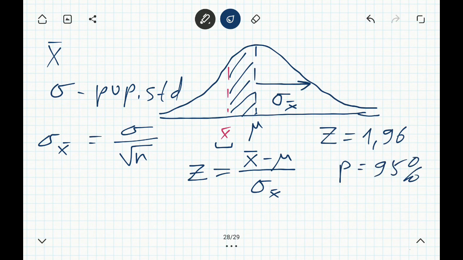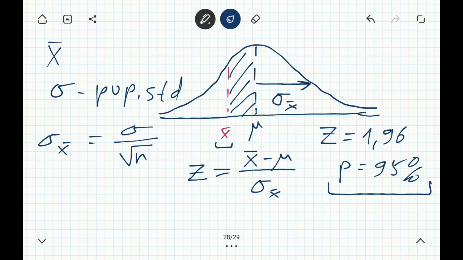Okay, so now we are going to turn that thing upside down. So I know my sample mean, x bar, and I want to find the population mean. Well, at least I want to know how far I am from the population mean. So what you do is you choose some probability first. So for example, you want to be 95% sure that you are close to the population mean.